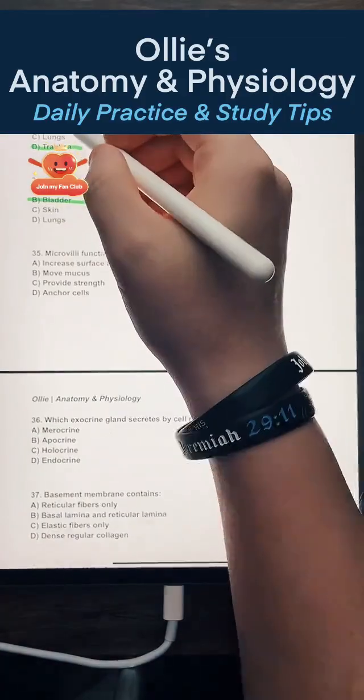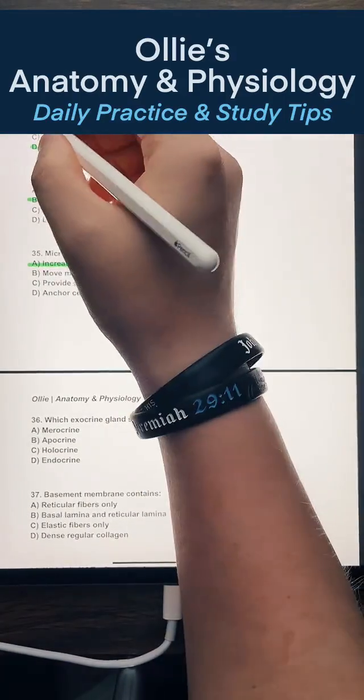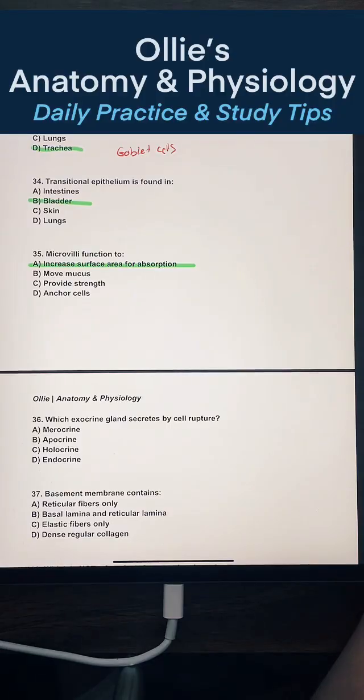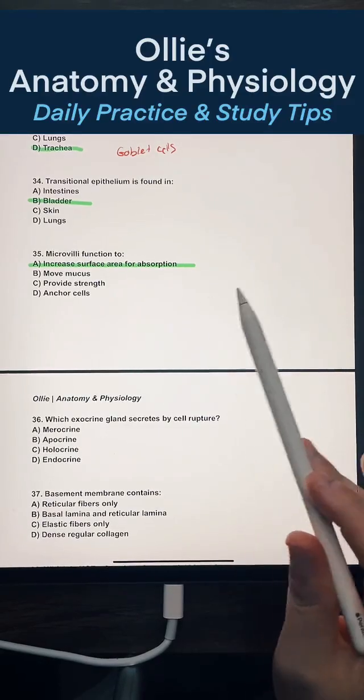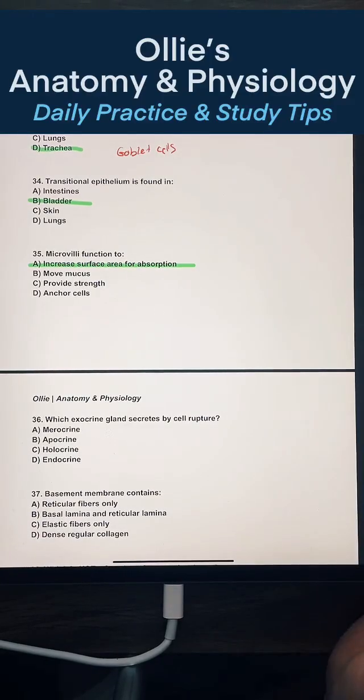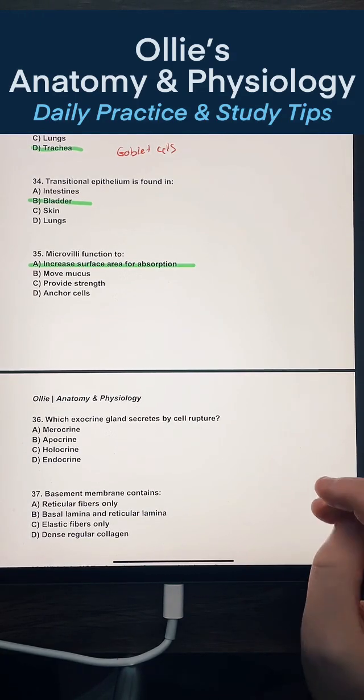Number 35, the answer is A. It is going to increase the surface area for absorption, mostly found on your intestinal epithelial cells. Again, it increases your nutrient absorption. Cilia are going to help move. There are some there in the intestines, but it's going to help move the food throughout the digestive system, but mainly here the mucus as well and in your respiratory tract.